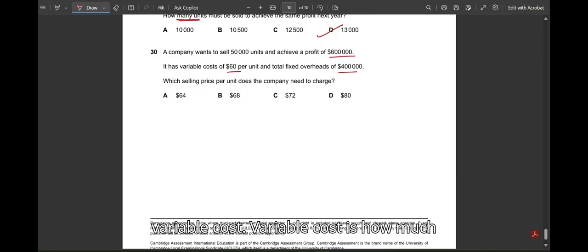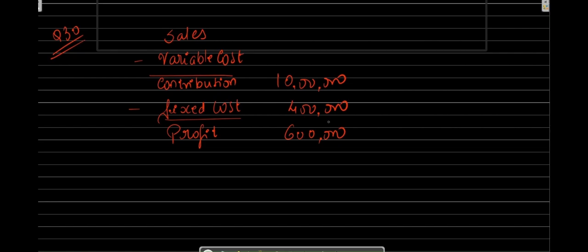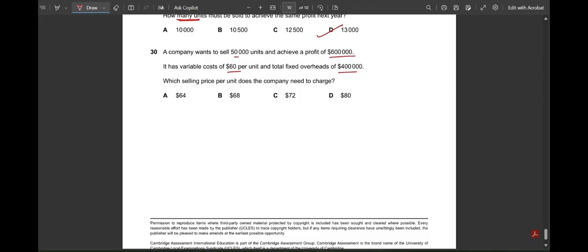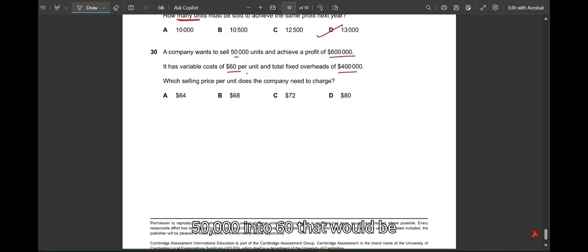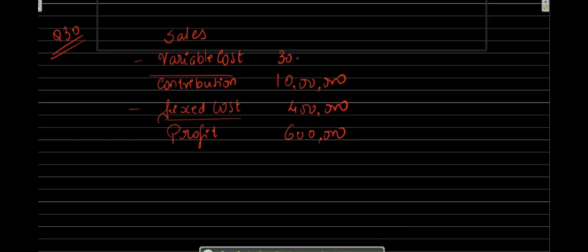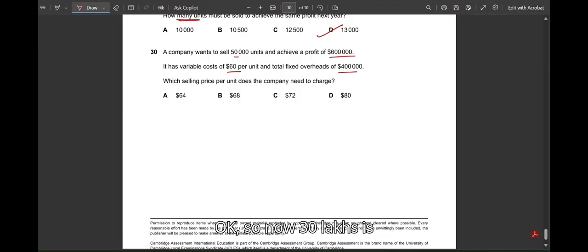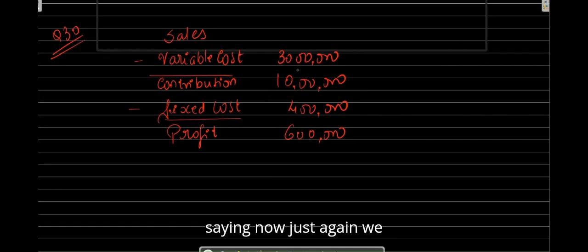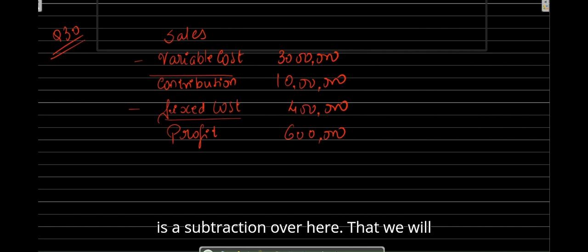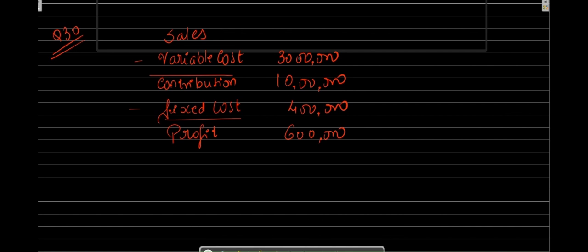They have given us the variable cost, 60 per unit, and the units also. So 50,000 into 60 will give you how much? 30 lakhs. So now 30 lakhs is my variable cost. Now again we have to move upward. If there is a subtraction here, we'll have to add. So 30 lakhs plus 10 lakhs will be 40 lakhs.